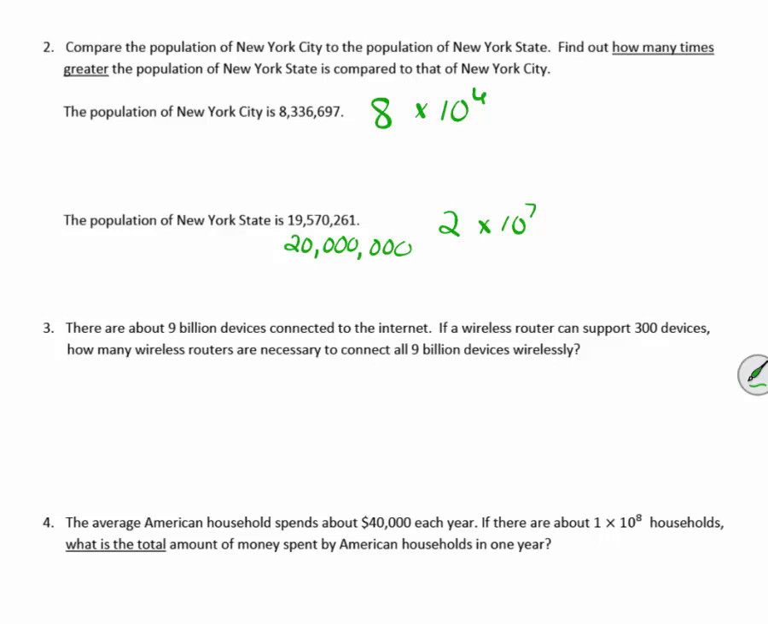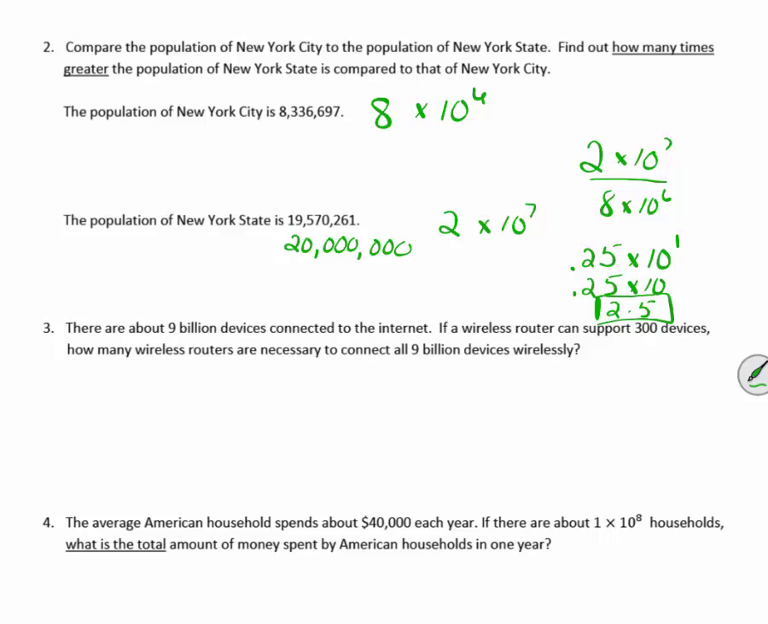So now I'm going to divide those: 2 times 10 to the 7th over 8 times 10 to the 6th. 2 divided by 8 is 0.25 times, keep your base, subtract your exponents. So now this really just means 0.25 times 10, which is 2.5. So the population of New York State is about 2.5 times as big as the population of New York City.